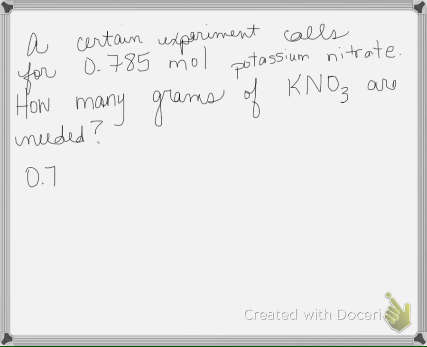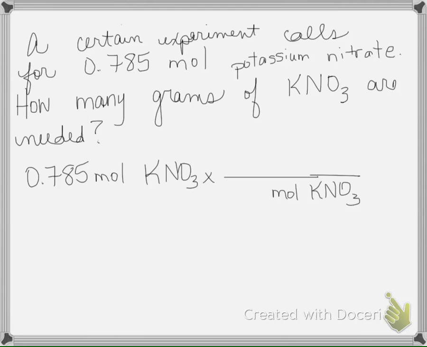Right, since the 0.785 moles is what I'm given in my problem, I know I've got to start with that many moles of potassium nitrate. What units do I need to cancel out? Moles. So therefore, that's got to go on the bottom. What is the question asking for? Grams. So I'm going to put grams on the top. Now, what numbers am I going to use to make this grams of KNO3 equal to moles of KNO3? I'm going to use that molar mass.